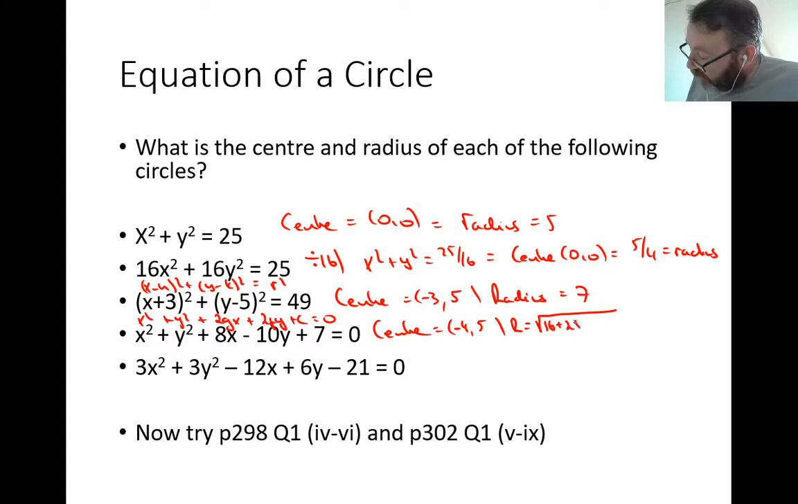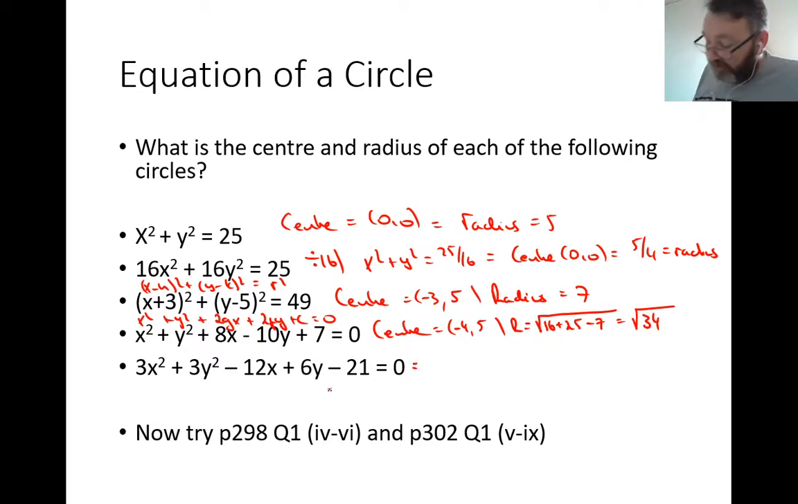16 plus 25, and then you take away the last number, which is the last constant, and that's going to give you the square root of 16 plus 25 minus 7. 16 plus 25 minus 7 works out to the square root of 34. Leave it. That is the radius. Square root of 34 is the radius.